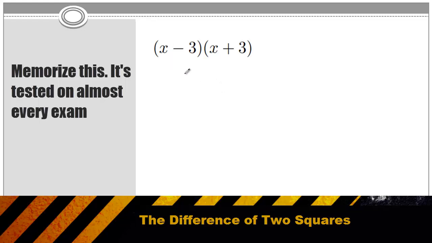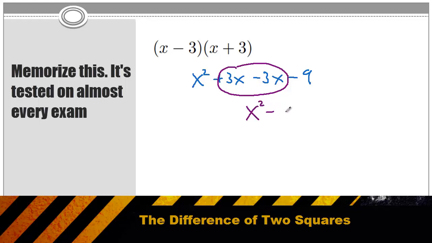I first do my x times my x, so I get x squared. Then I do my outers, so I get positive 3x. Then my inners, and I get negative 3x. And then my lasts, and I get a -9. When I combine my x's in the middle, my positive 3x and my negative 3x cancel out, and I'm only left with x squared minus 9.